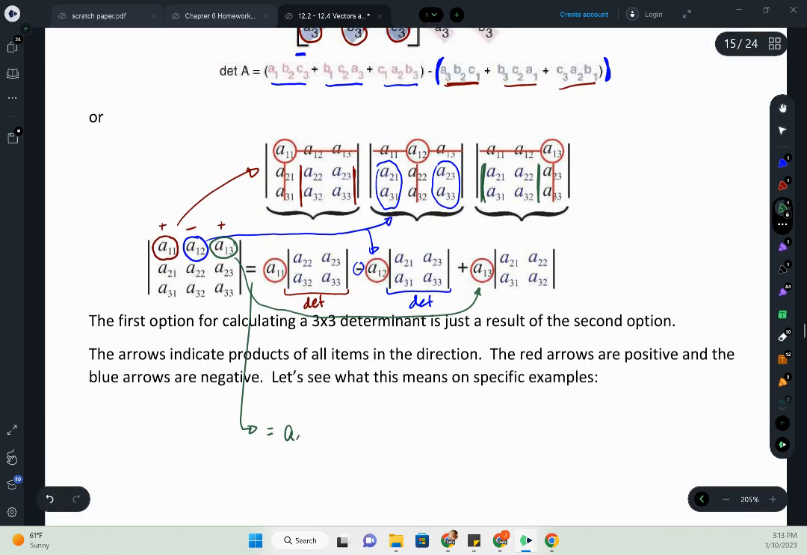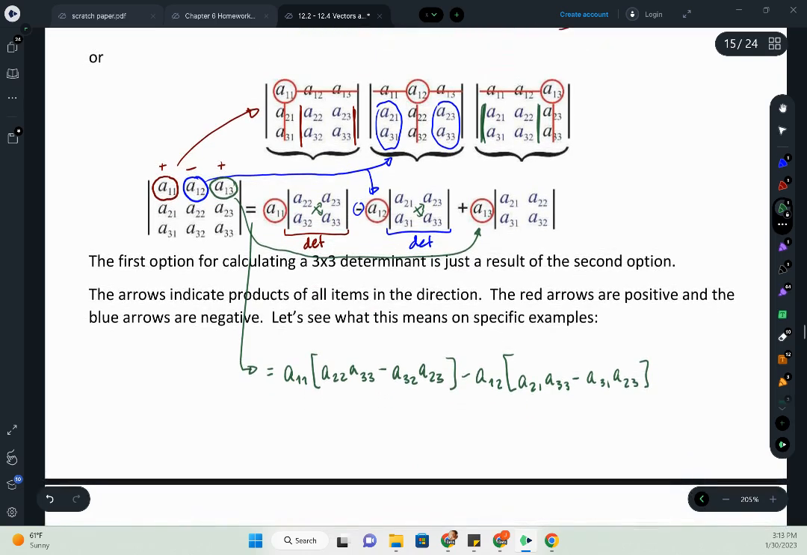And so then to finish this off, let me come down here and say this is equal to A11 times A22, A33 minus A32, A23, minus A12 times, and then I have to do that same diagonal product thing. So I get A21, A33 minus A31, A23. And then I get to my third piece, and that's going to be plus A13 times, and again, I do that diagonal product. So it's A21, A32 minus A31, A22.